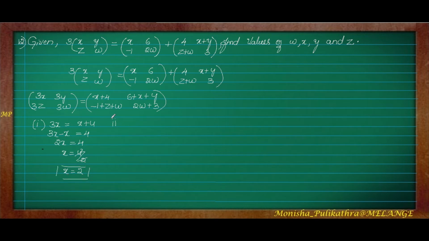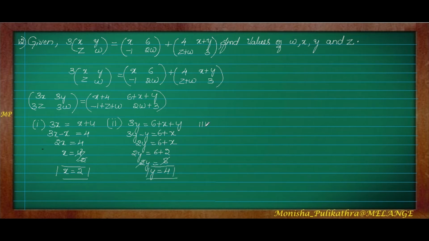Next, the second one. I'll be taking 3y and the second element of the second matrix. That is 3y is equal to 6 plus x plus y. So 3y minus y is equal to 6 plus x. 2y is equal to 6 plus x. Since we know the x value is 2 here, we can substitute it. So 2y is equal to 6 plus 2, which is 8. 2 1s are 2, 2 4s are 8. y is equal to 4.